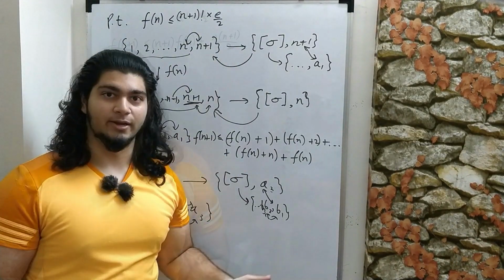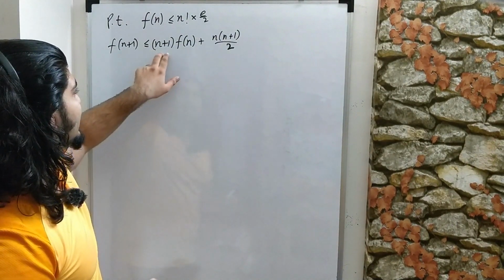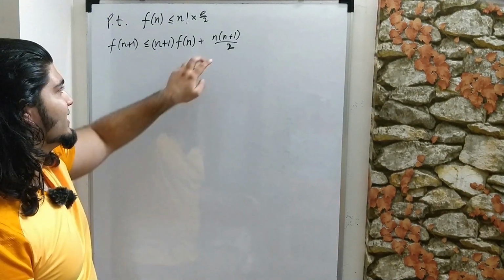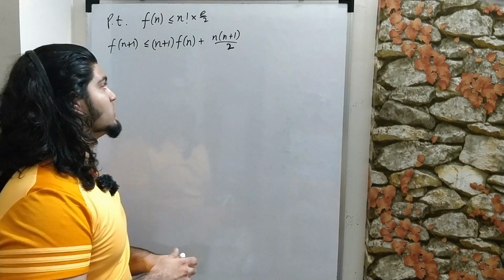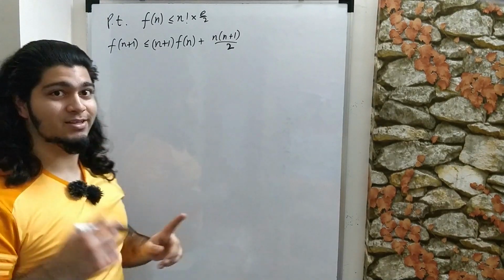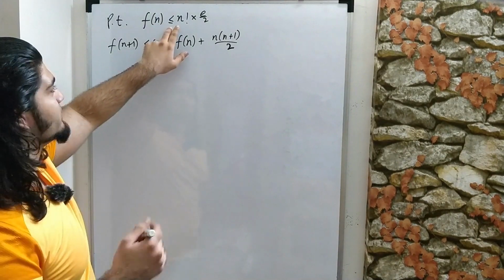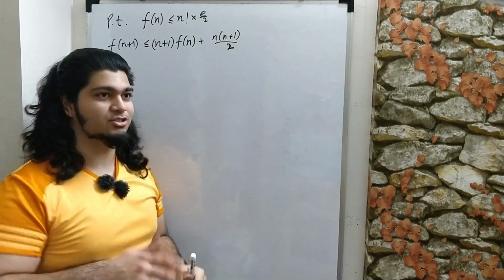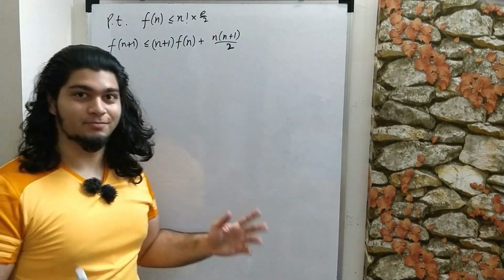So let's do that. Okay, so I've cleaned up our inequality over here. We had (n+1) f(n)'s, and then we had 1 plus 2 plus 3 and so on till n, so that combines into n(n+1)/2. And one thing I noticed is that I made a mistake in the question: f(n) is supposed to be less than or equal to n factorial times e by 2, so that is actually a better upper bound than before, so that's good.